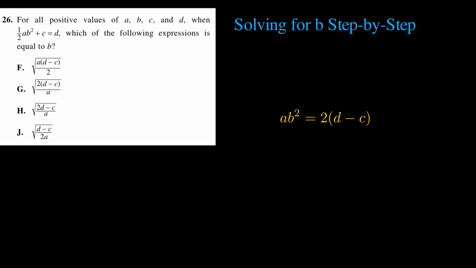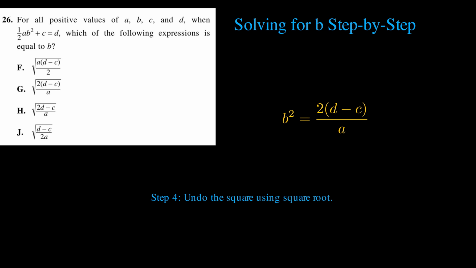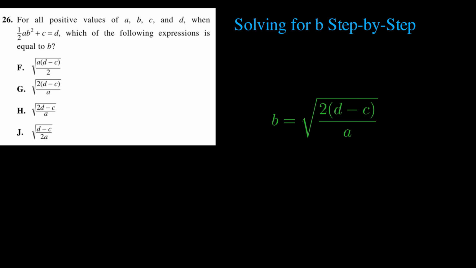But we still don't have b alone. Right now, a is multiplied with b squared, so we divide both sides by a. Now we have b squared equals 2 times quantity d minus c divided by a. Now only b squared remains on the left. The variable is still squared. To undo a square, we take the square root. Taking the square root of both sides gives b equals the square root of 2 times quantity d minus c divided by a. And now b is isolated.